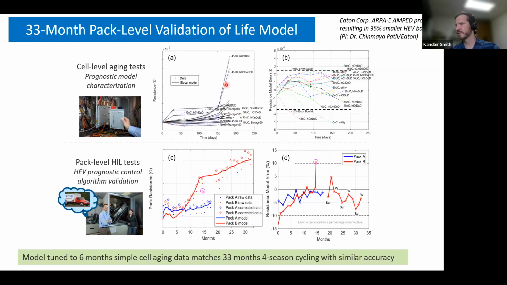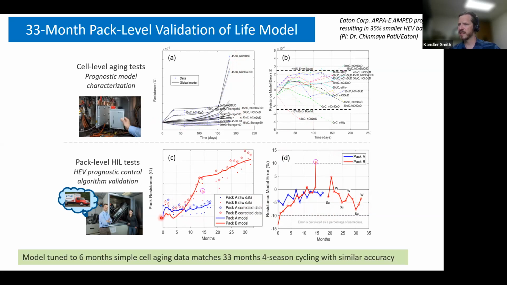And so we fit the model to resistance growth behavior. Resistance is generally noisier than capacity. There's more cell-to-cell variability, so you don't see the same 0.5% or 1% error bounds here. You've got plus or minus 10% error bounds on this model. And then the pack level also had a very similar plus or minus 10% error bound. Looks like it's doing a little bit better than that.